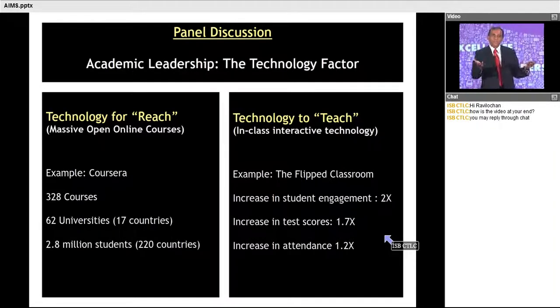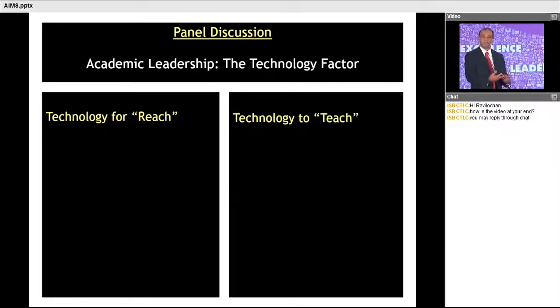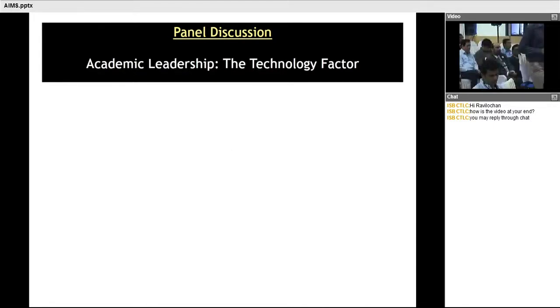So what I'll do now for this panel discussion is to first ask each panelist to give their remarks and hopefully define along these two broad lines of technology, for reach and technology to teach. With that in mind, let me first start with Galit. She'll have a few words to say about this. Then we'll have Darren, and then we will start our discussion and hopefully draw you into it too. Galit?